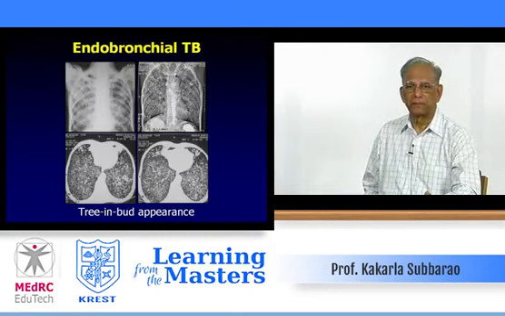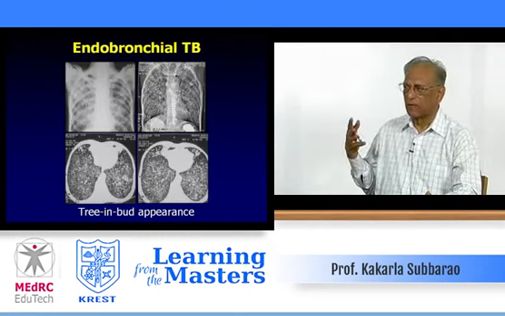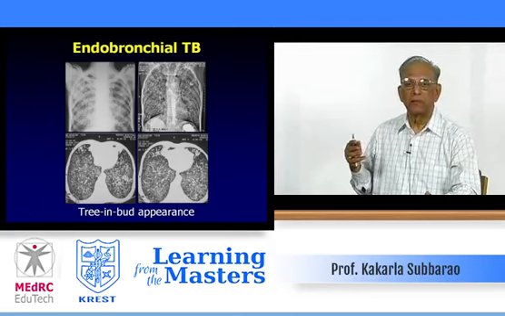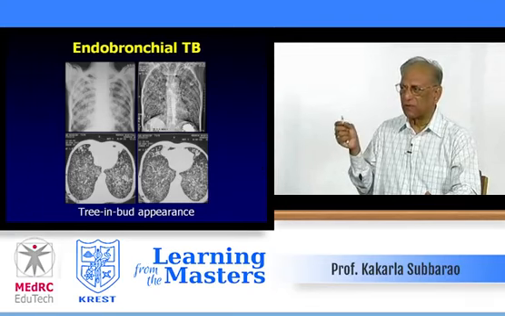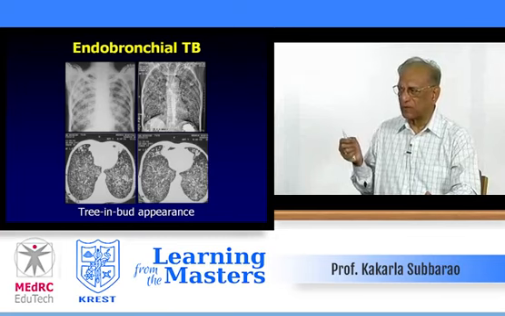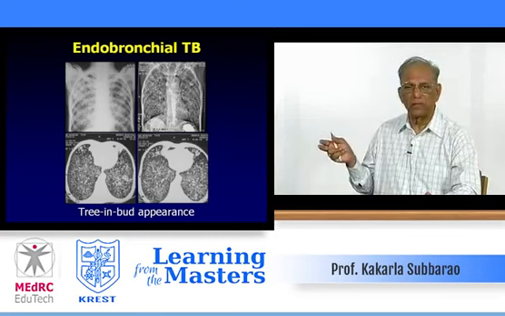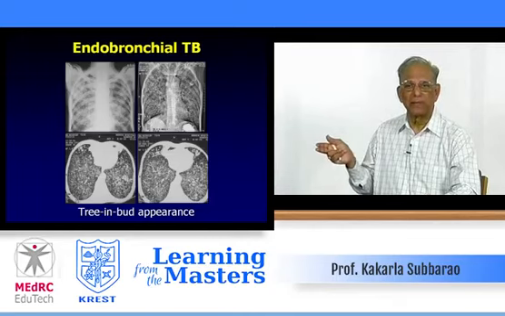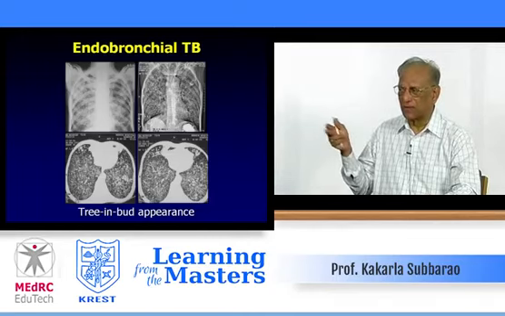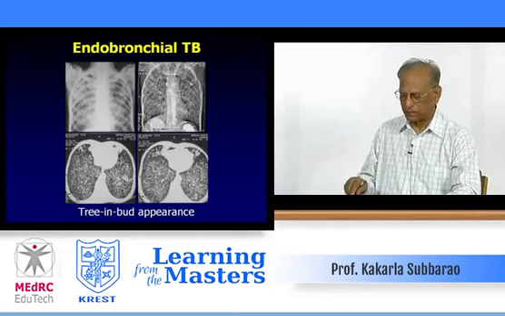Endobronchial TB. It simulates miliary TB, but these are multiple nodular type of densities you could see on the CT, well expressed. The CT appearance, they call it tree in bud appearance, because the alveoli are not seen too well.